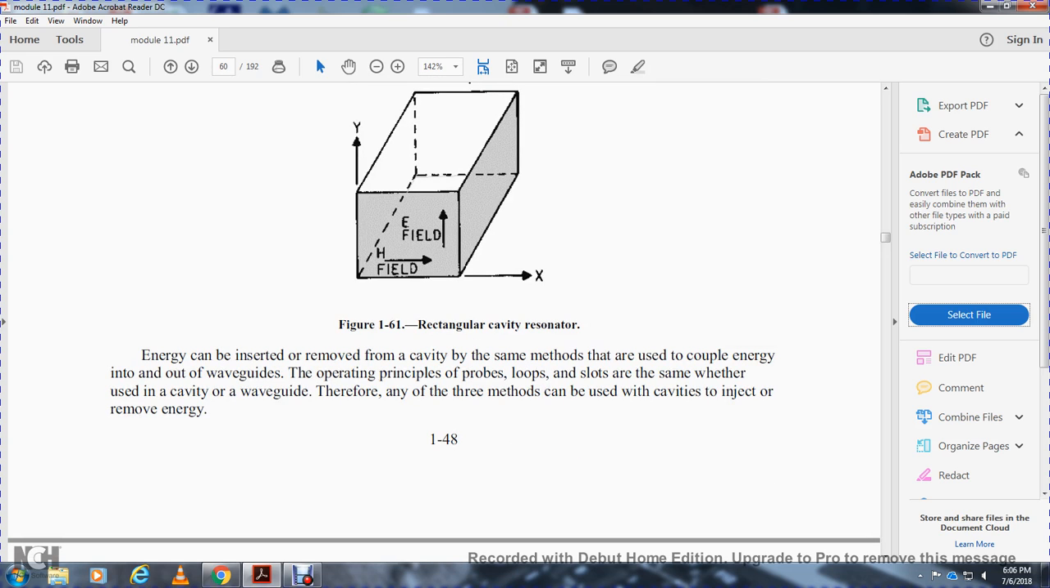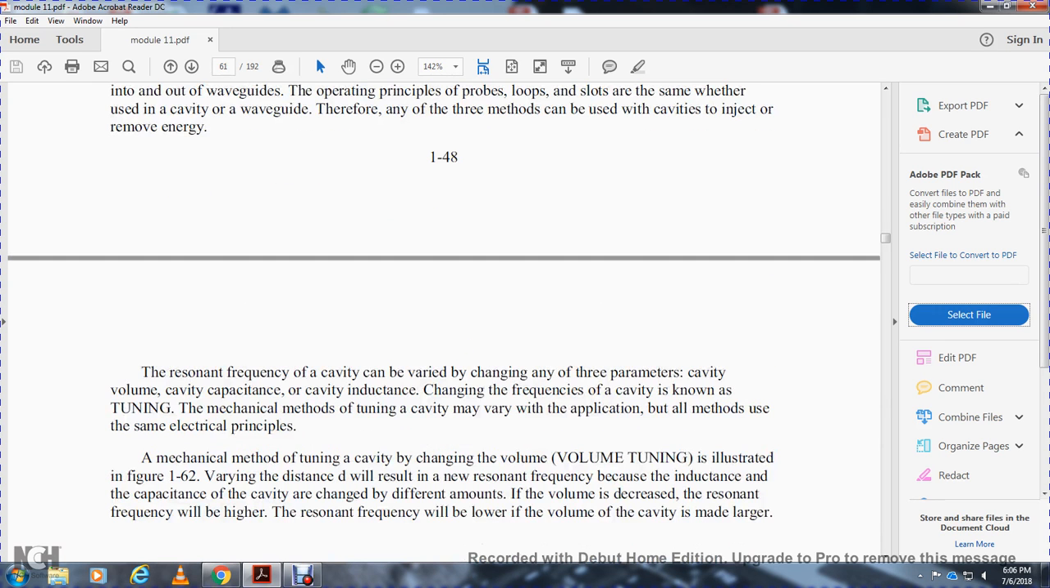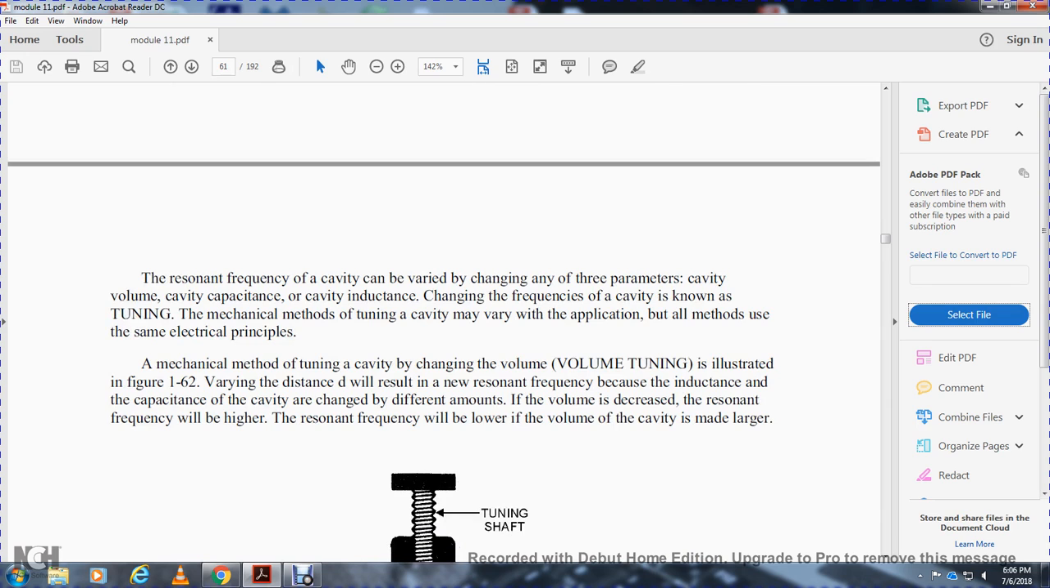Energy can be inserted into or removed from the cavity by the same methods used to apply energy to the output of a waveguide: probes, loops, and slots. Therefore, any of the three methods can inject or remove energy. The resonant frequency of the cavity can be changed with three parameters: cavity volume, capacitance, and inductance. Changing the frequency of the cavity is known as tuning. The mechanical method of tuning may vary for the application, but all methods use the same electrical principle.